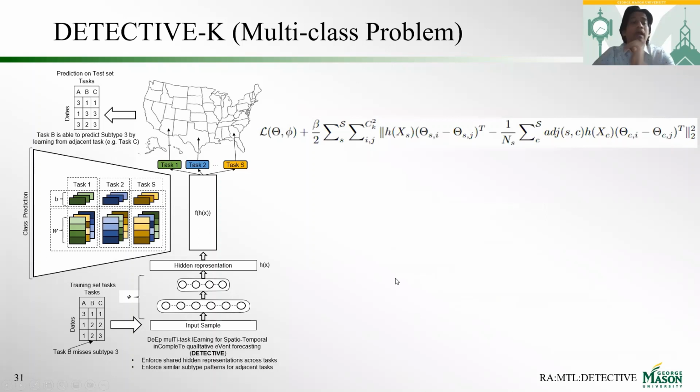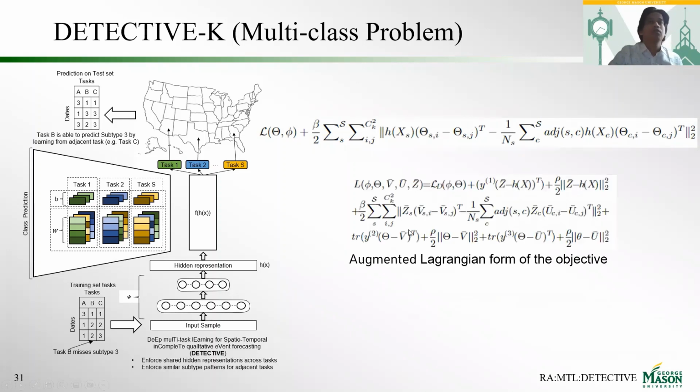Based on that, if we want to optimize this function, as I said, it becomes non-convex and strongly coupled. That's why we followed divide and conquer. We used an augmented Lagrangian form of the objective, then designed an ADMM algorithm to optimize this equation. That's how we implemented our generic framework, DetectiveC, for the multi-class problem.